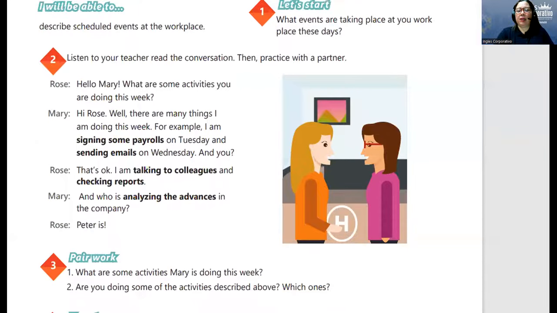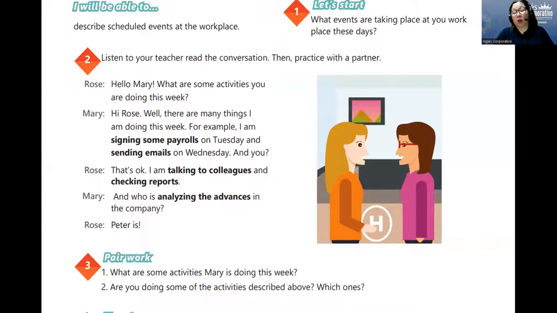These are some scheduled events at the workplace, all right? And if we think about the events that are taking place in our workplaces these days, then we will see, for example: Hello, Mary, what are some activities you are doing this week? Hi, Rose. Well, there are many things I am doing this week. For example, I'm signing some payrolls on Tuesday and sending emails on Wednesday. And you? That's okay. I'm talking to colleagues and checking reports. And who is analyzing the advances in the company? Peter is. Okay. Let's read it slower.